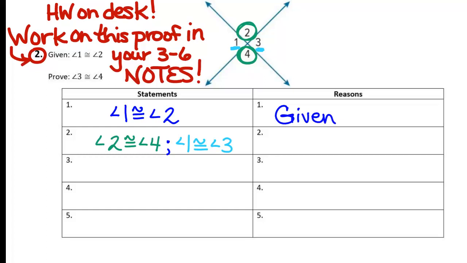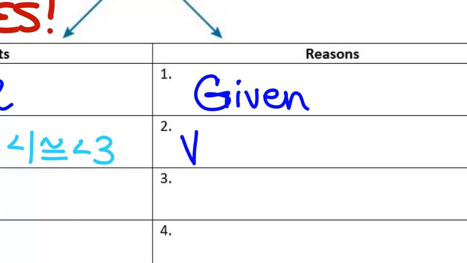We don't have segments here. Vertical angle theorem. Notice these are across from each other, and all they have in common is that vertex. They don't share any sides. So this is my vertical angle theorem.